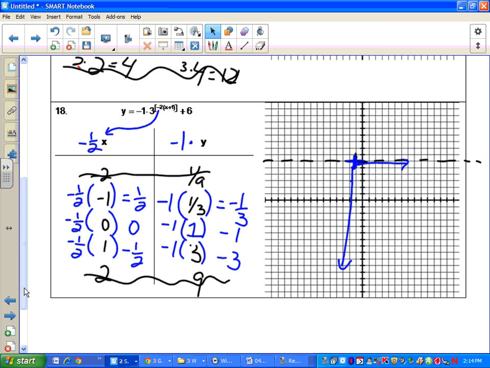Okay, now when you do the logs, you're going to do it the same way. Just make sure you use the table of values for logs with the correct base. What's the base if there's not one written? Base 10. Base 10 if there's not a base written.